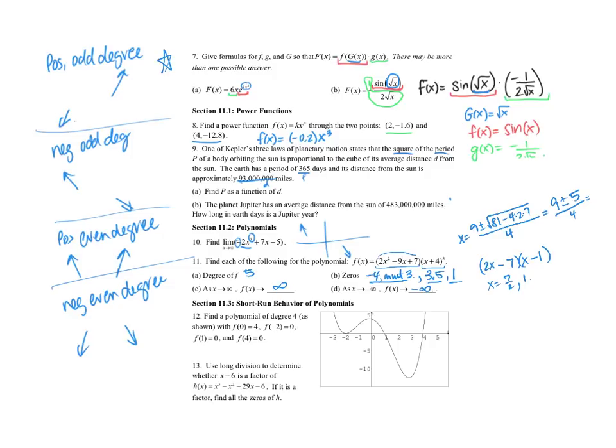Okay. Short run behavior polynomials. A polynomial of degree 4 is shown with that. We want to find a polynomial of degree 4 with those properties. Okay, so the zeros are 2, negative 2, 1, and 4. Okay, it needs to be a polynomial of degree 4 as shown.